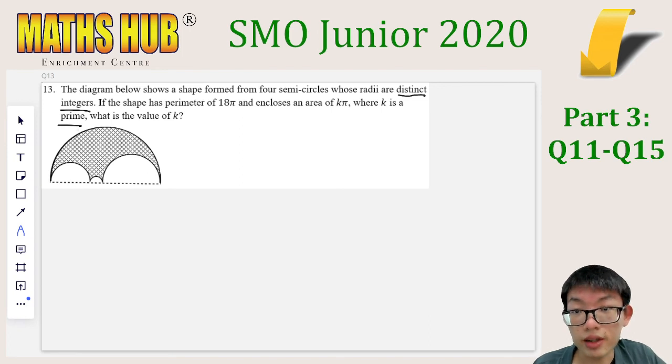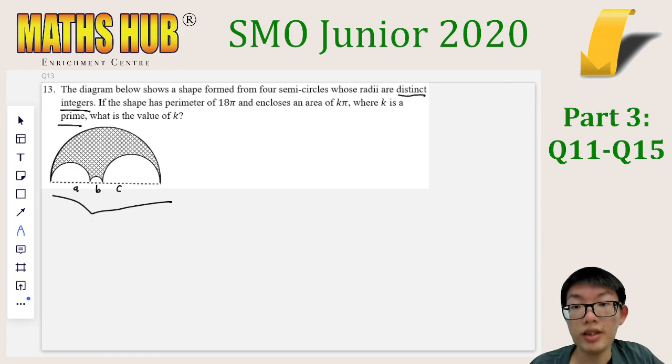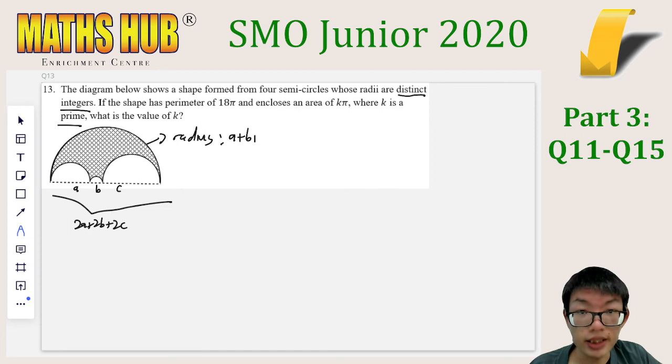So let's start by calling the radii of these 3 circles A, B and C. And if we know that the radii are A, B and C, that means that the whole diameter is 2A plus 2B plus 2C. And so that means the radius of the big semicircle is A plus B plus C. So now that we know all the radii, we can write the perimeter in terms of A, B and C.